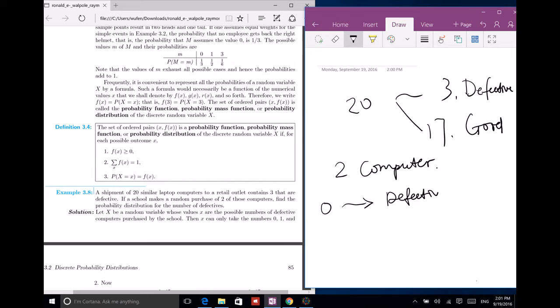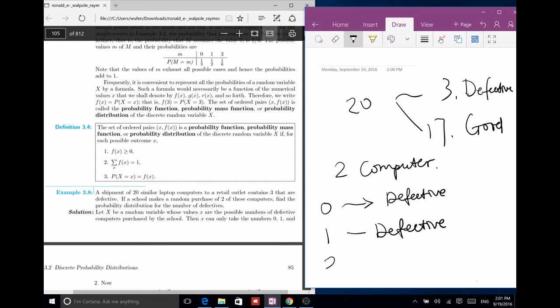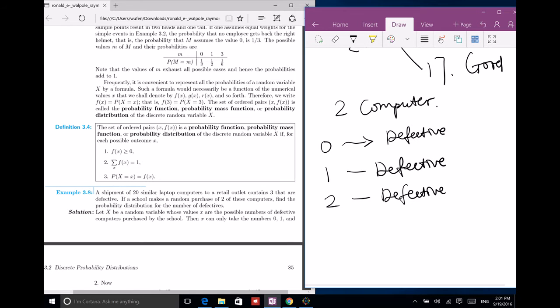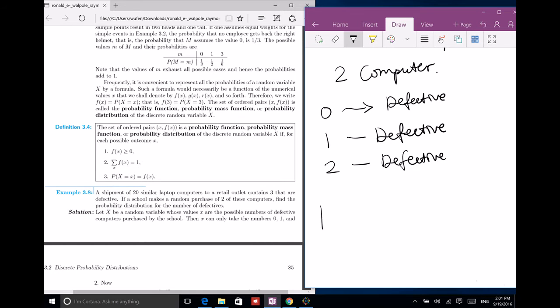Okay, 1 computer is defective. It says distribution for the number of defectives. 2 computers defective. So that's all the possibilities. Because when you buy 2 computers, maybe both are good, one of them is not good, or both are not good. Okay, that's all the possibilities. So first, let's look at 0 probability. X equals 0 means 0 are defective. 0 computers defective means both are good.